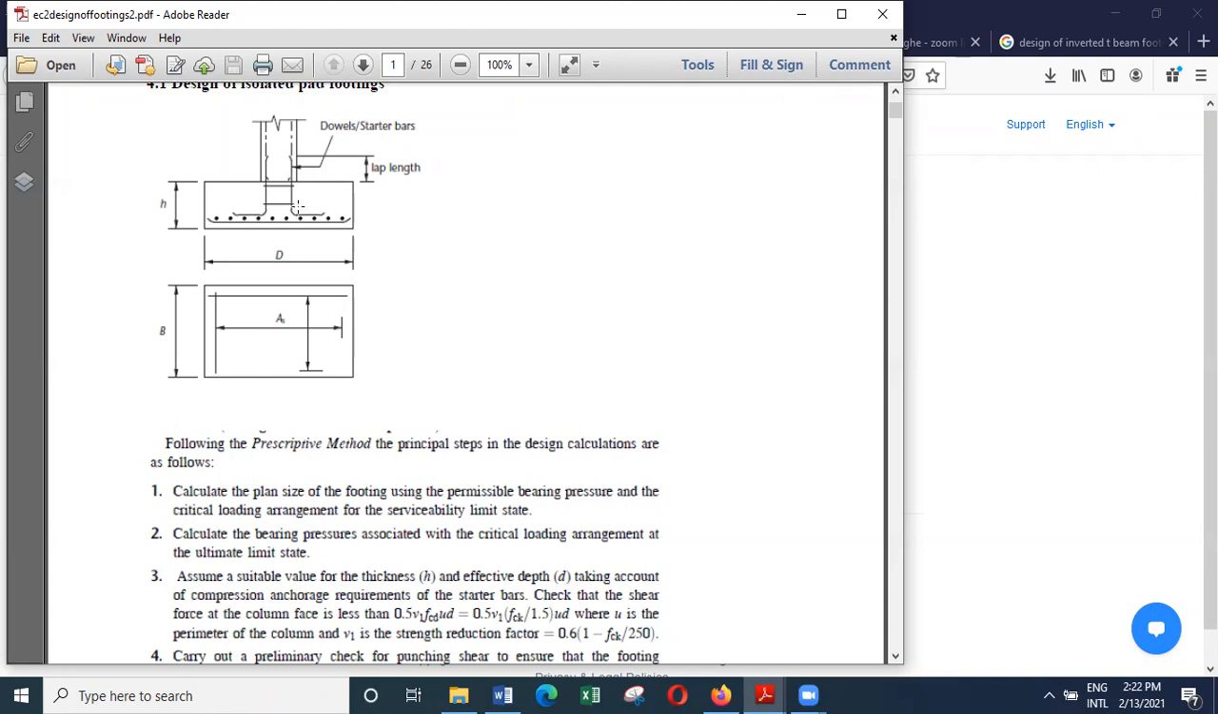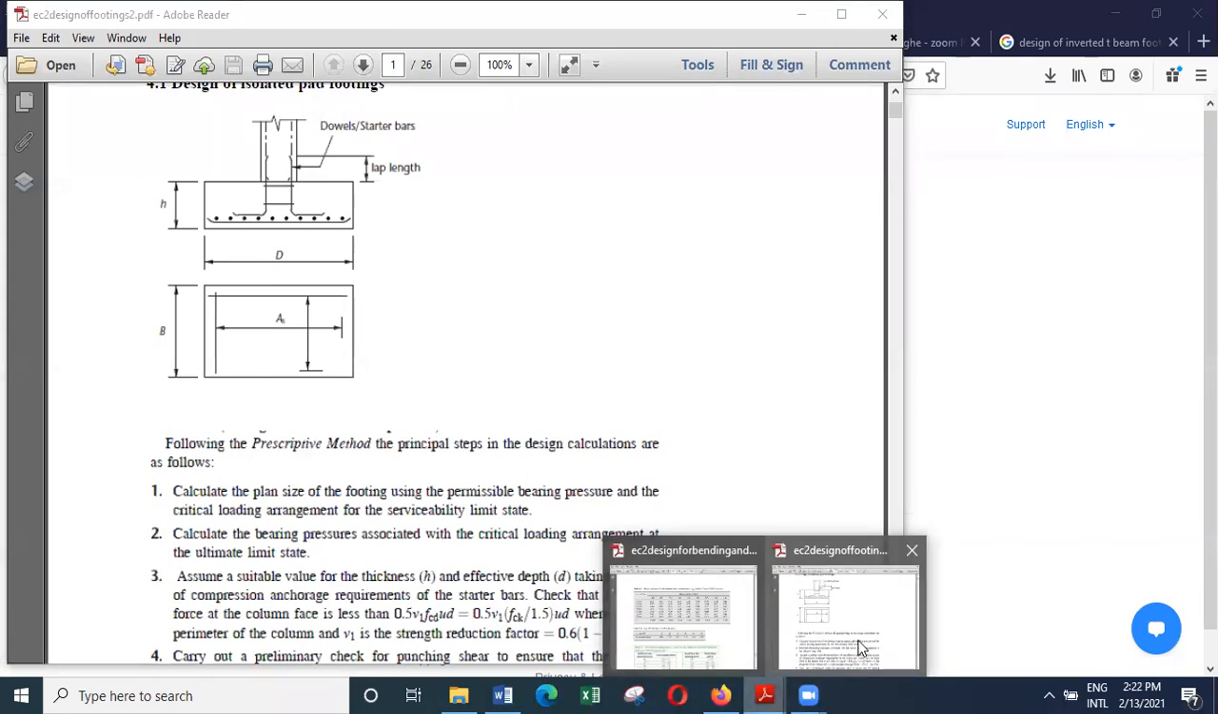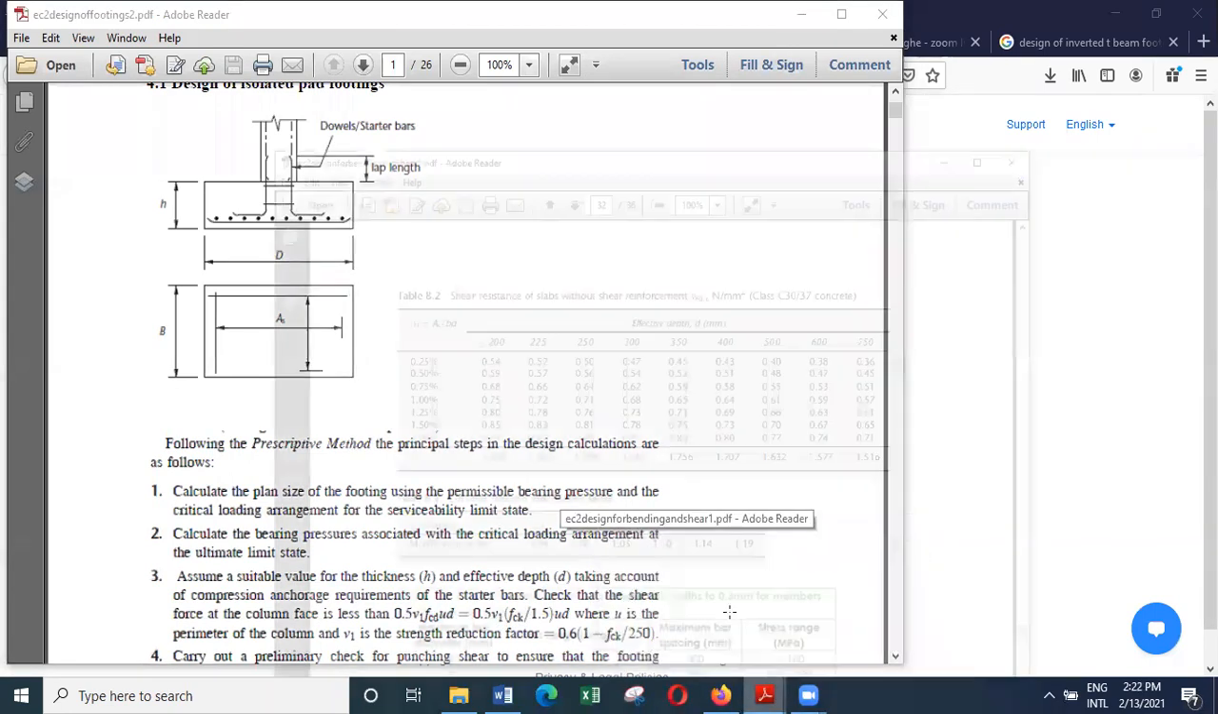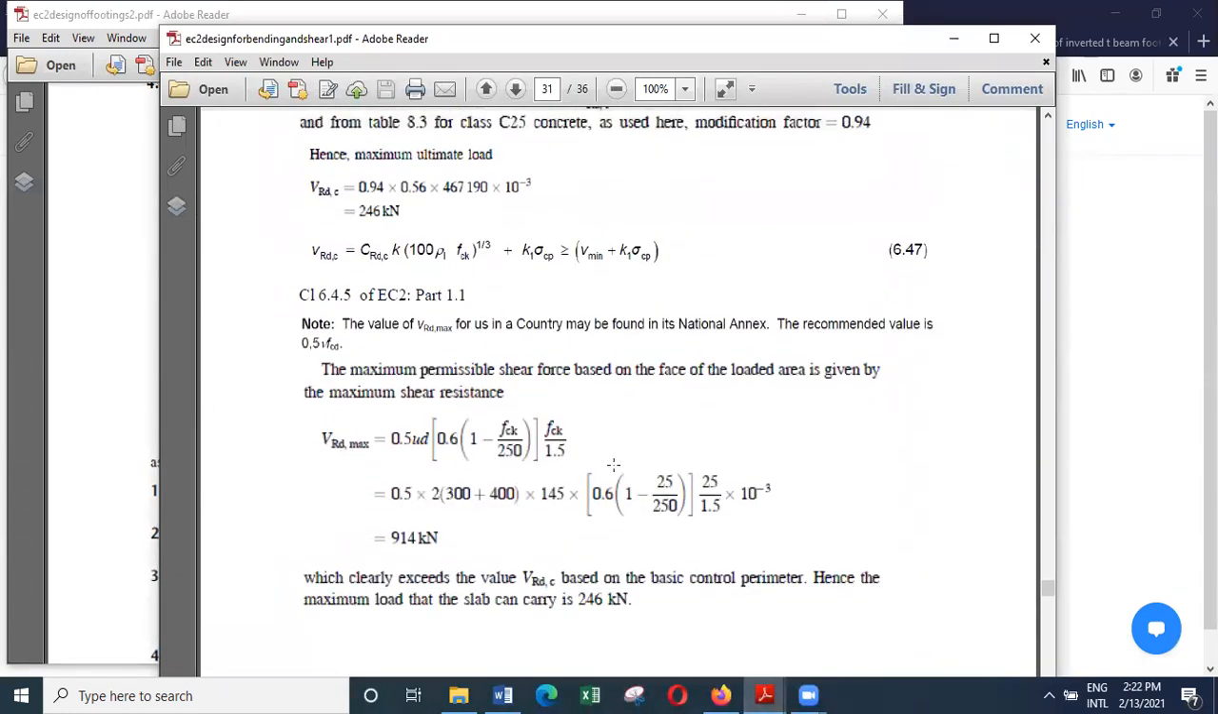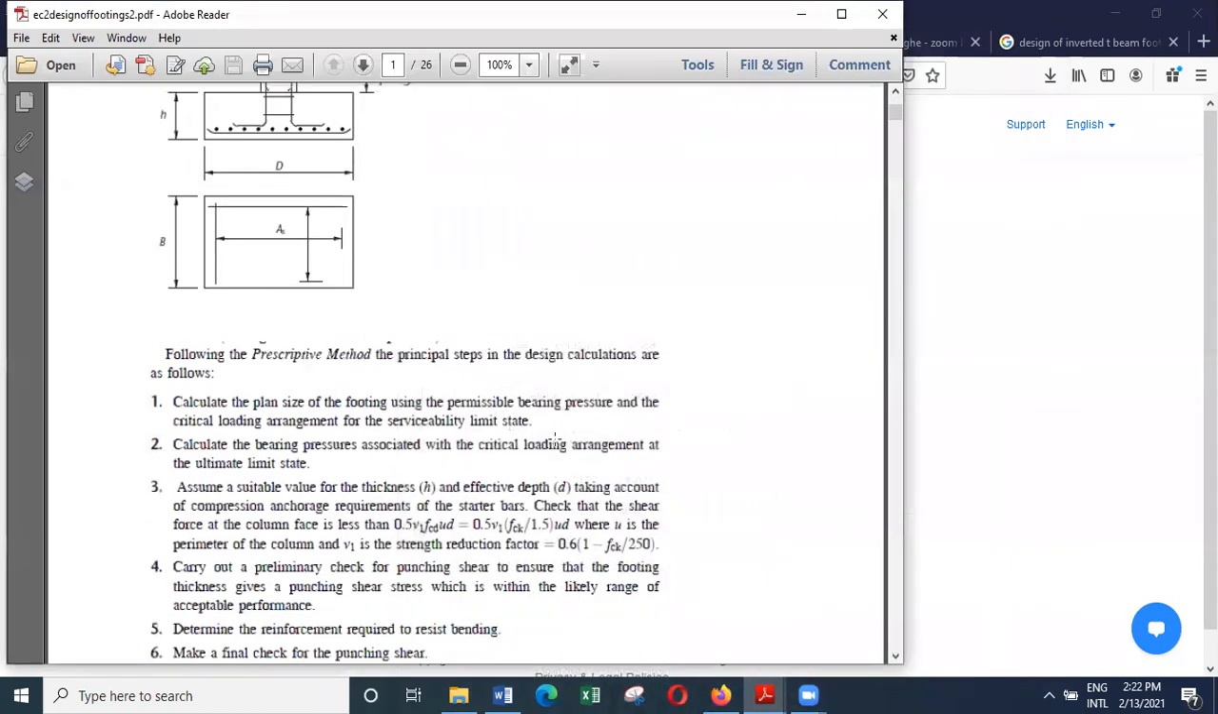And to do that, we have this equation. Last time we looked at this equation. The maximum shear carrying capacity is given by this equation. So the same equation appears here, where nu is 0.6 times (1 minus fck/250).